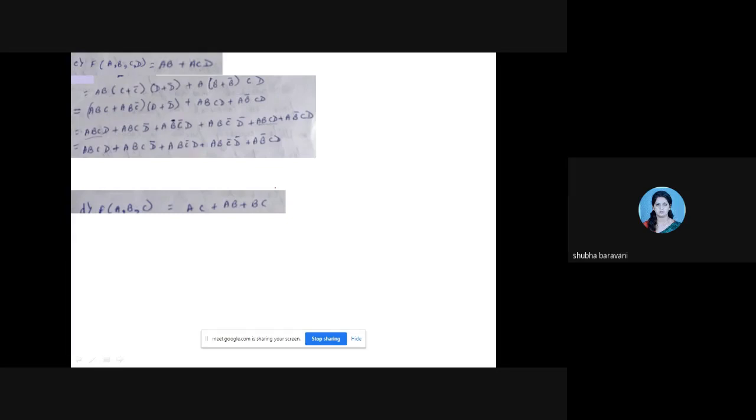Take this. F of ABC equals to A and plus ABCD bar, ABCD bar AB.